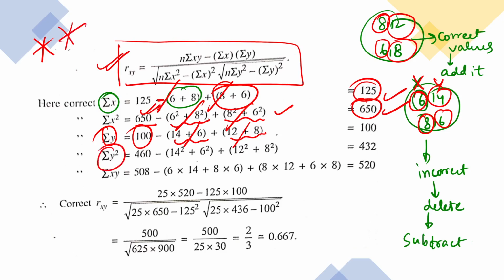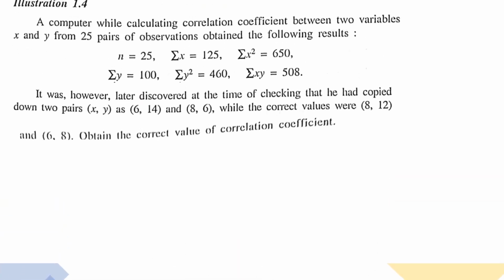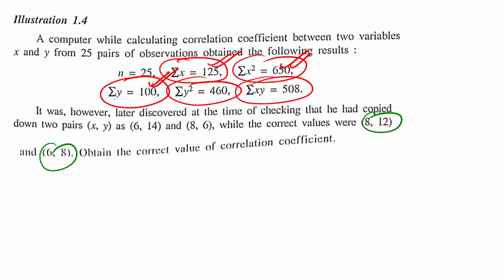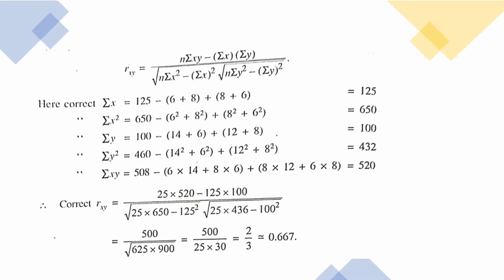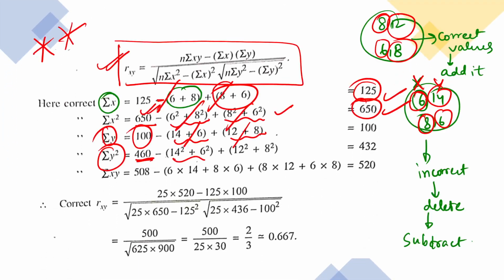Summation y square. Now there will be some change. Because 460 was the measured value, the recorded value. So 460 minus, this is the incorrect value, so 14 square plus 6 square. Now 14 square plus 6 square is incorrect.